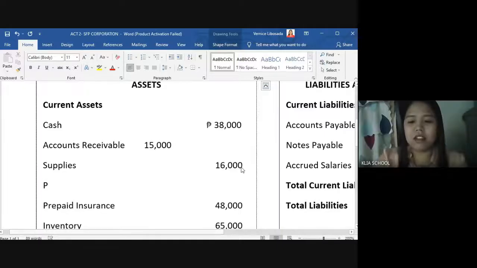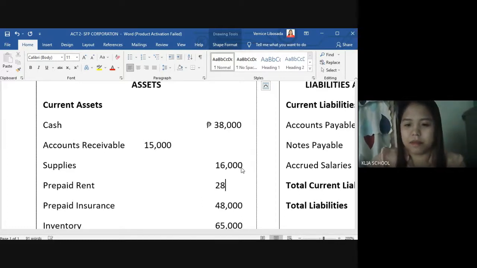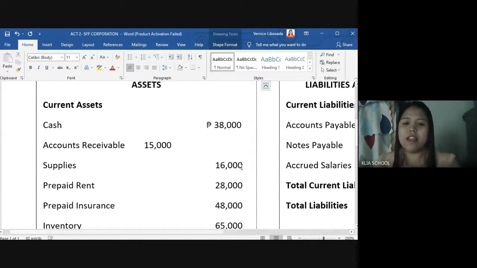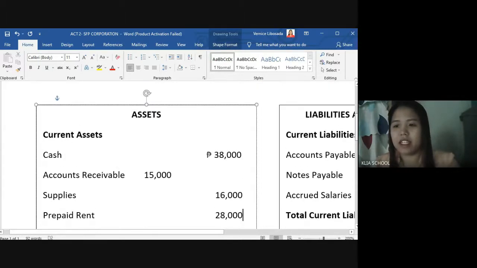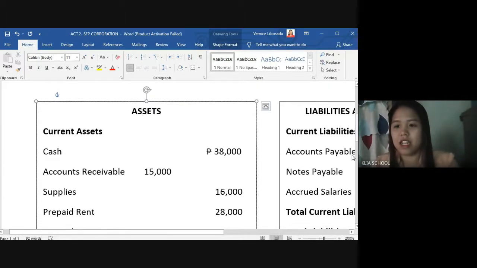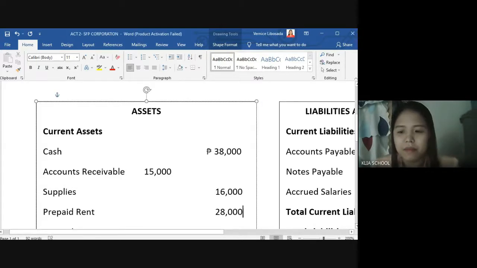Rent, and that amounted to what? 28,000. Alright. And then next naman natin was the prepaid insurance na po. Am I right, mga anak? Okay. Alright. So, next na tayo. How about the last one that we will be having?